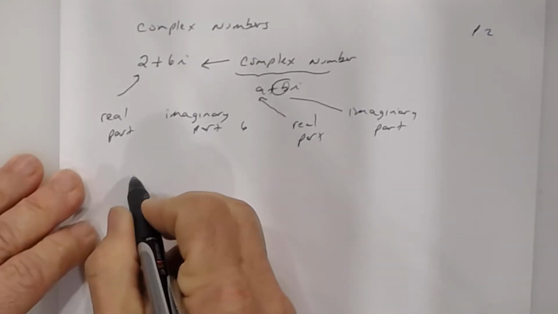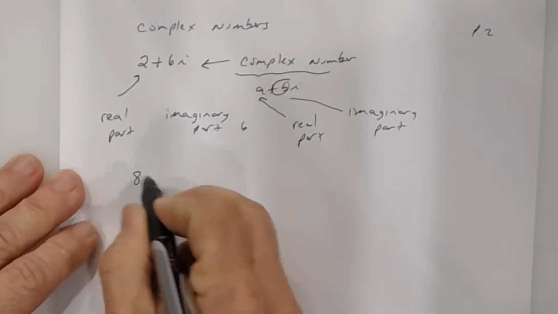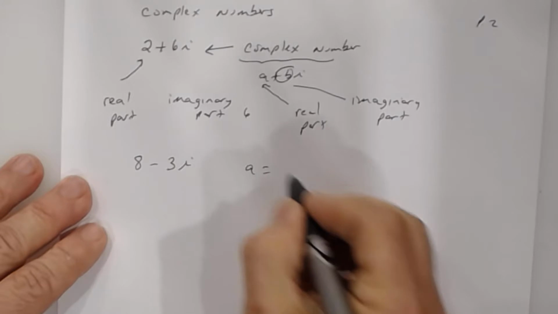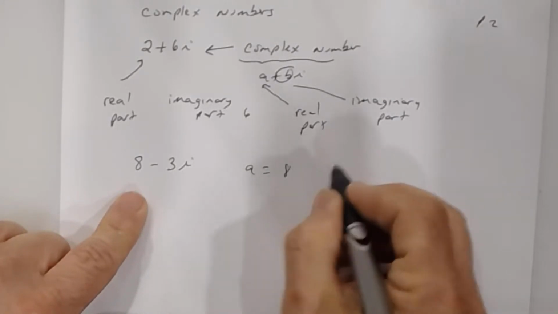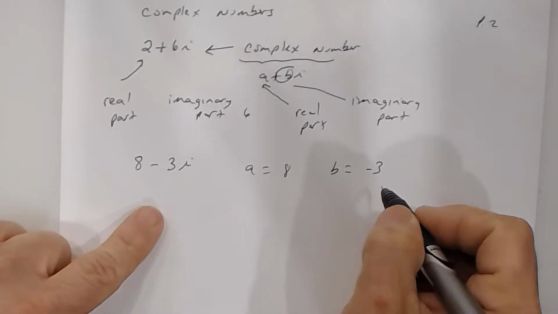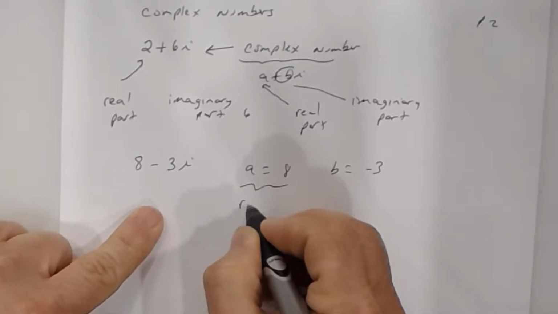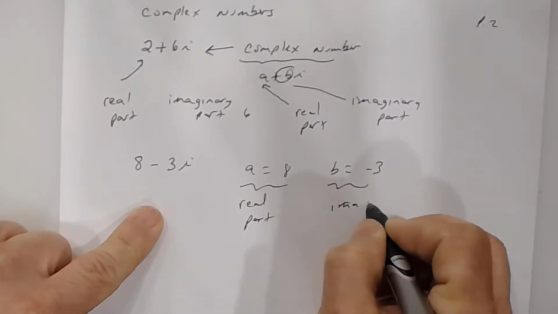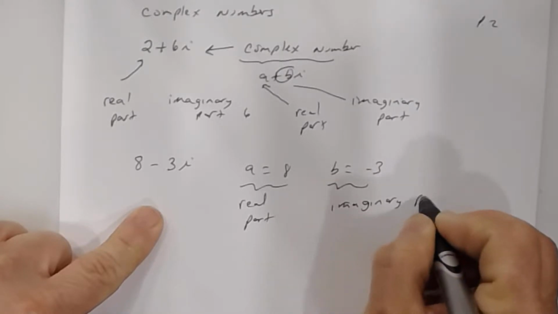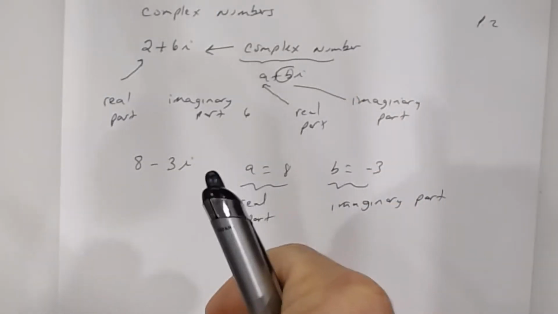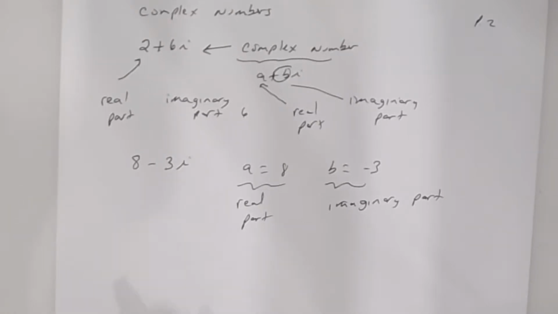So if I had, let's say, 8 minus 3i, what is a here? 8. What is b? Negative 3, not 3, negative 3. So this is your real part, and this is your imaginary part. So in my math lab, when they ask for the imaginary part, don't say, in this case, negative 3i, just say what? Negative 3.